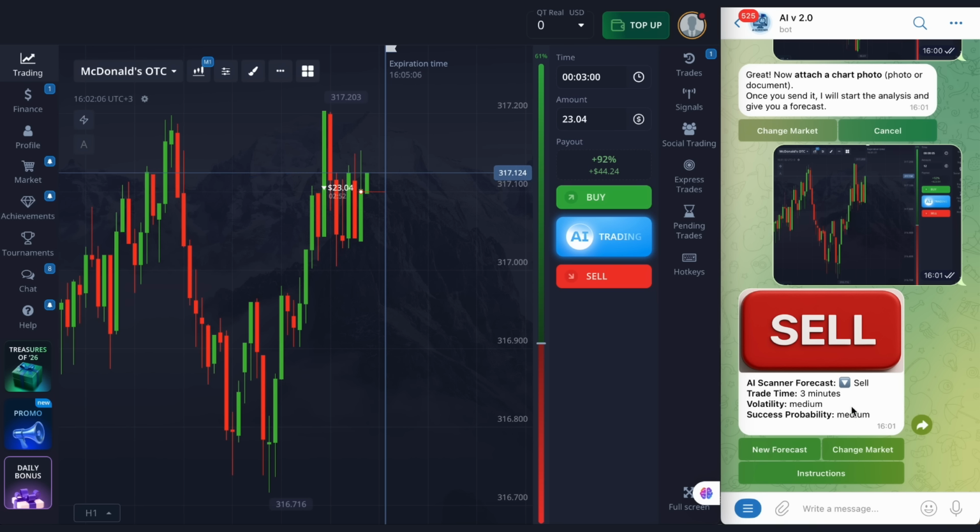What is going to be our next trade? We're about to find out. I will be scaling this account as usual to see how this keeps going. Our next trade is going to be Sea Group Inc. OTC. That's going to be our next trade. We're going to hold on tight and see how this turns out. Attaching my screenshot to my AI screener. As you can see, once you send it, it's going to start the analysis and give you a forecast.